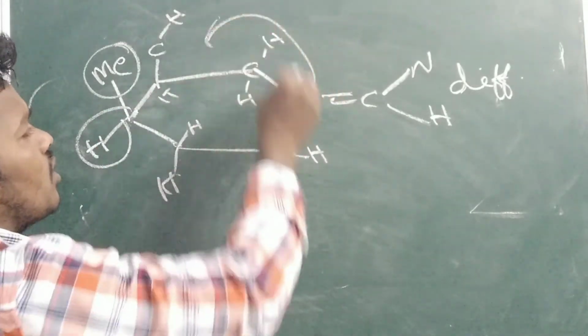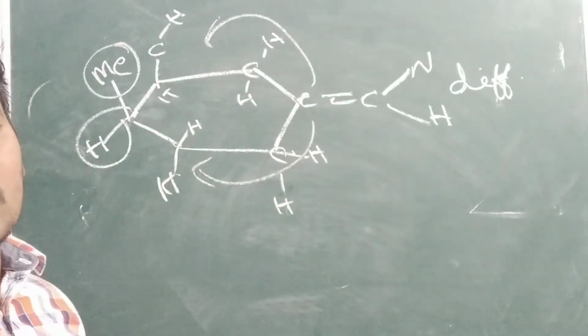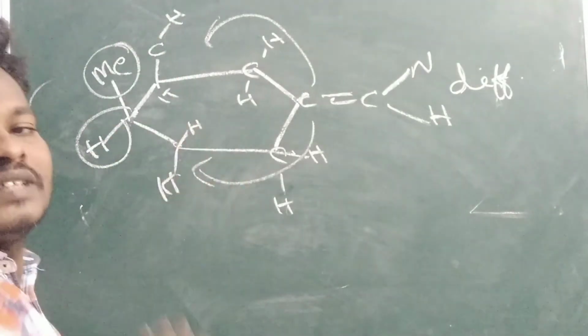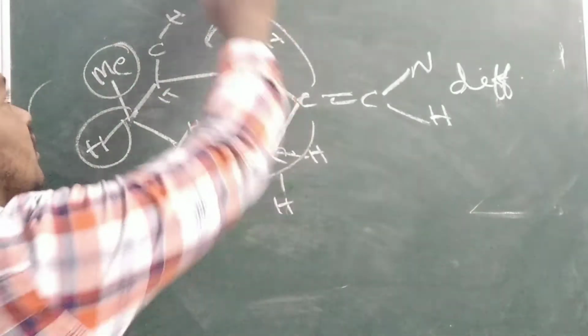If you come like this or if you come like this, whatever it may be, it is exhibiting on both sides. It is both carbon. Okay, you should not say this side down or up. It is exhibiting on both sides. So it doesn't exhibit at all. Next one you can see.